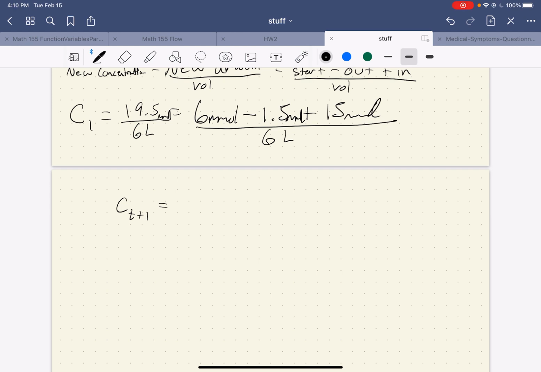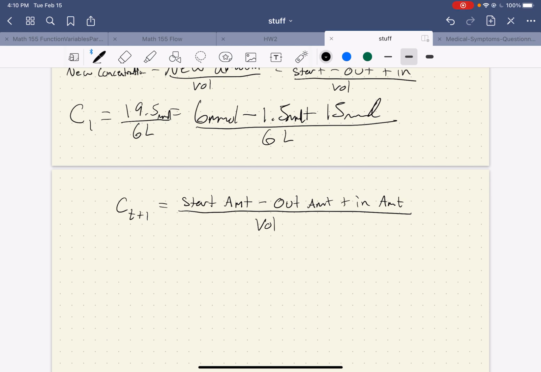Okay, so this is going to be my start amount, which I'll abbreviate as M start, minus the amount that I exhale, my out amount, plus the amount that I inhale, in amount. Now those are all amounts. In order to get concentration, I have to divide by my volume.